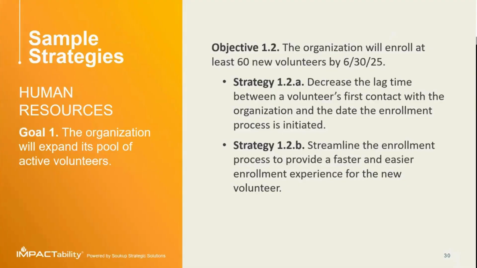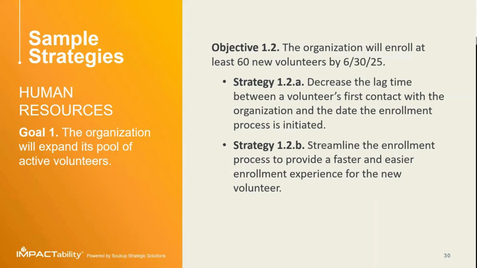Here's some sample strategies for the example that we've been talking about. So the organization will enroll at least 60 new volunteers by June 30th, 2025. To achieve that objective, maybe a couple of things that you might do would be decrease the lag time between a volunteer's first contact with the organization and the date the enrollment process is initiated. Why might you come up with this?